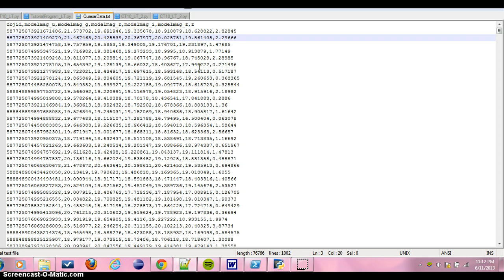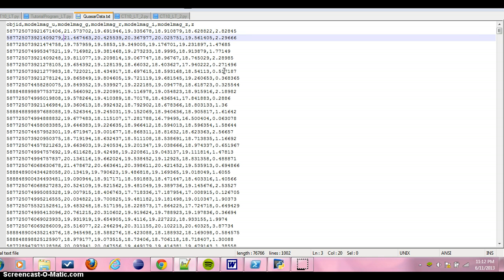The tutorial had me plot the magnitudes of quasars in the U filter versus the G filter, and the R filter versus the Z filter. It also had me plot magnitudes versus the redshifts, just the Z value.